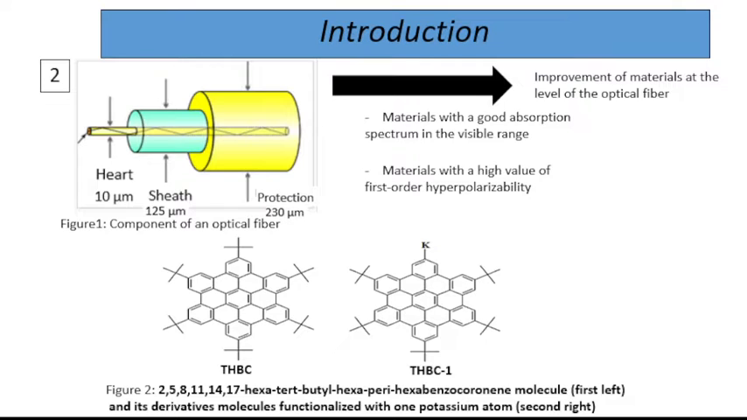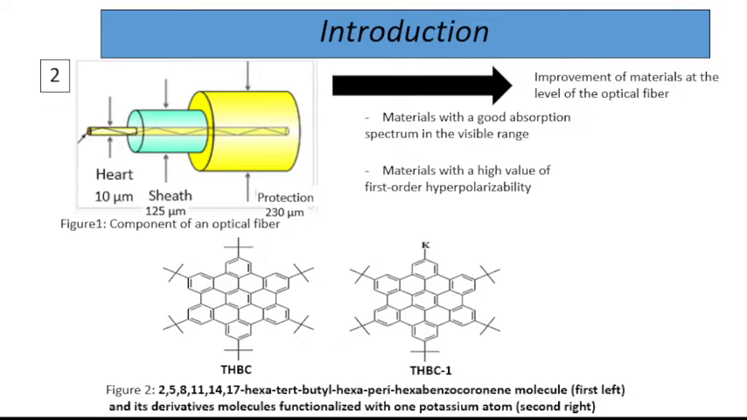The materials recommended for application in nonlinear optics are those with a good absorption spectrum in the visible range and a higher value of the first order hyperpolarizability. Organic materials have proven to be suitable for nonlinear optic applications. Amongst the organic materials, we have especially focused on the molecule 2,5-A 114070 hexaterbity hexapyria hexabenzochole, abbreviated THBC, because it already shows a higher absorbance in the visible range.